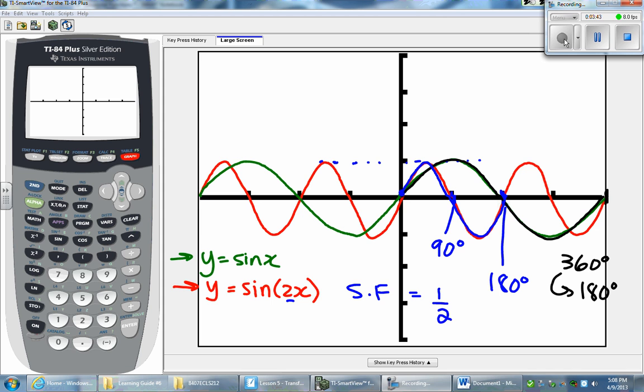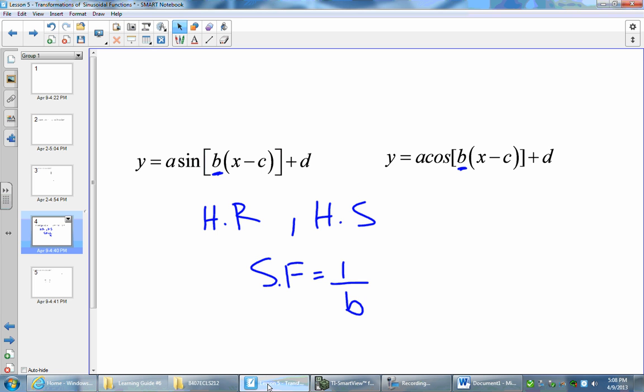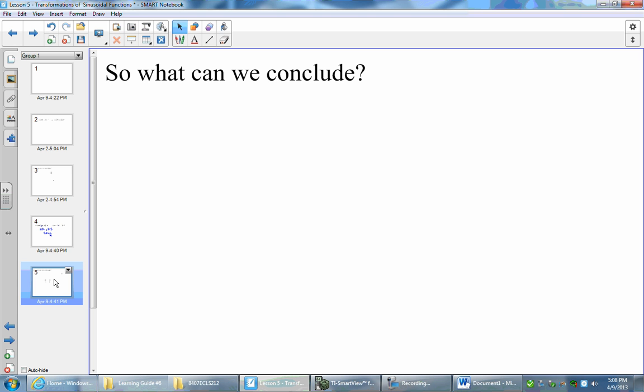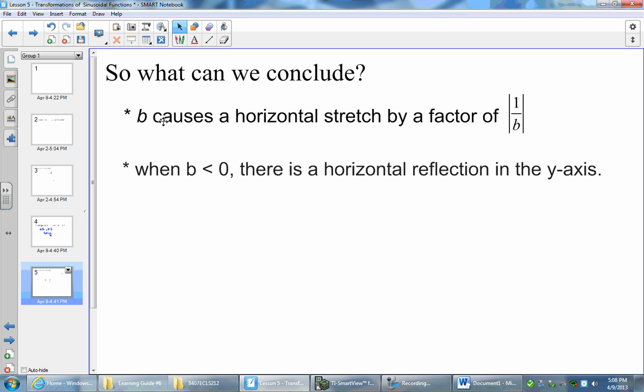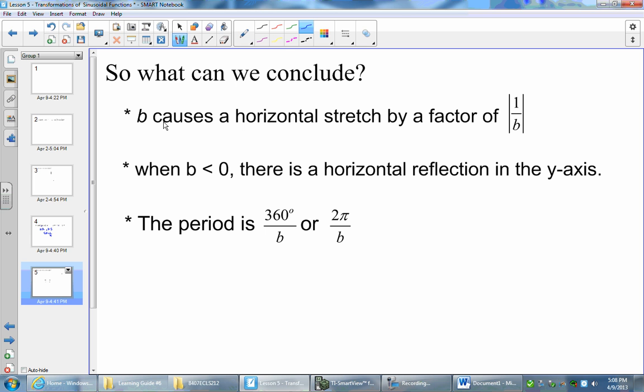Okay, so to sum this all up, I'm going to go to my other slide here. What can we conclude about parameter B? B is the same thing as what you've learned before. B causes a horizontal stretch by a factor of 1 over B. When B is less than 0, there is a horizontal reflection in the y-axis. And then finally, here's the main thing right here. Because we are working with sinusoidal graphs, your period becomes 360 over B, or depending on if you're working with degrees or in radians, it's 2 pi over B.